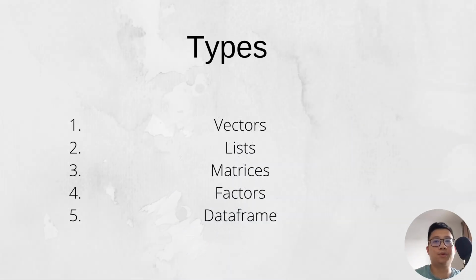Alright, so there are a total of 5 types of data structures. Number 1, we have vectors. Number 2, we have lists. Number 3, we have matrices. Then we have factors. And then lastly, we have data frame.